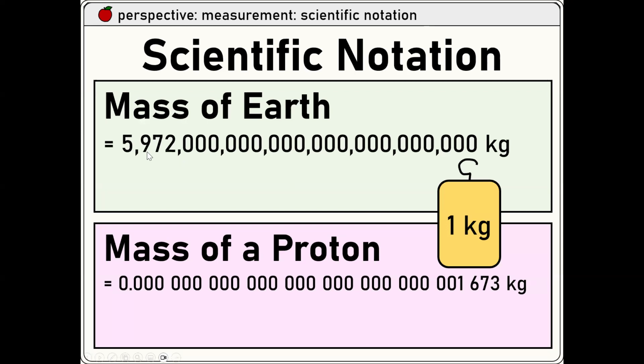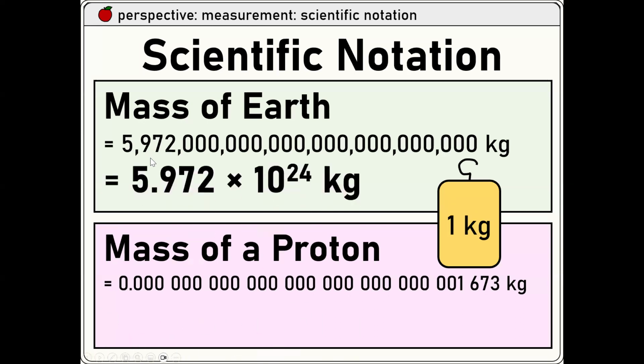Here you go. 5.972 times 10 to the 24. You guys got it right because there's 21 zeros and then 1, 2, 3 more places, right? So that's what you should have written. If you wrote that, then you know what you're doing. If you didn't write that, then you've got to know how to do that.